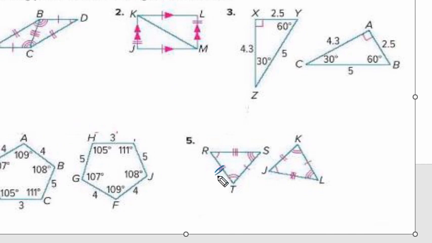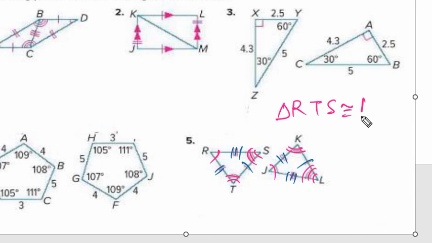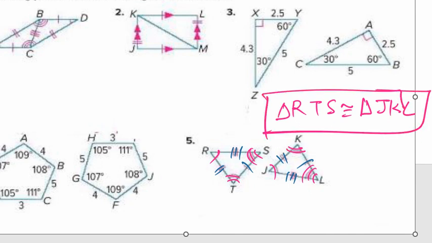Now here you see this is 2, so this side is equal to this side, and here these are equal. Talk about angles. Angle R is equal to angle J. Angle T is equal to angle K. Angle S is equal to angle L. So triangle RTS is congruent to triangle JKL. Corresponding parts of corresponding triangles.